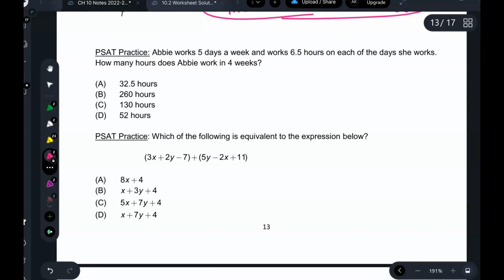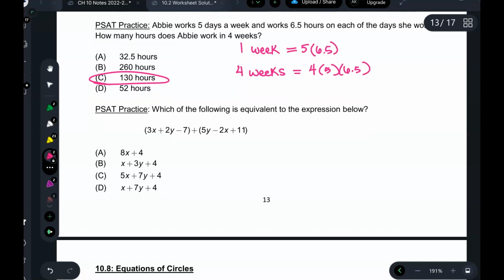Okay, so what do you think? Abby works 5 days a week and works 6.5 hours on each of the days she works. How many hours does Abby work in 4 weeks? So what are we going to do? I got it's C. It's 130, right? So how many hours does she do in 1 week? 6.5 times 5. What did we get? Then multiply that times 4. What does that give us? 130.